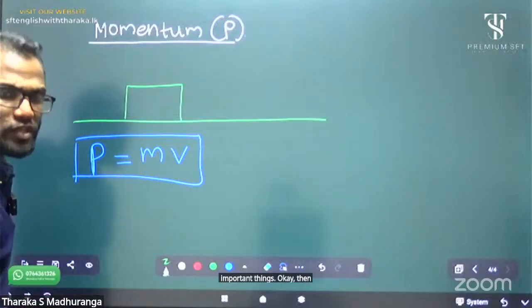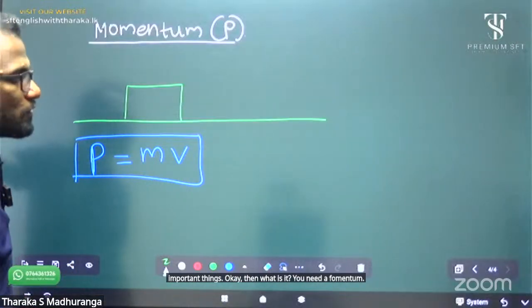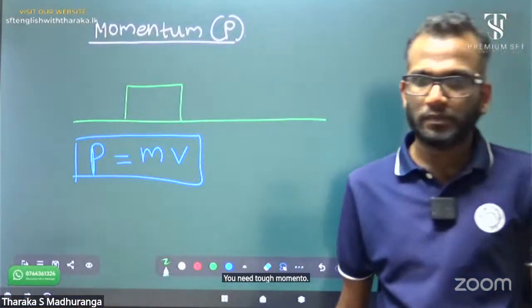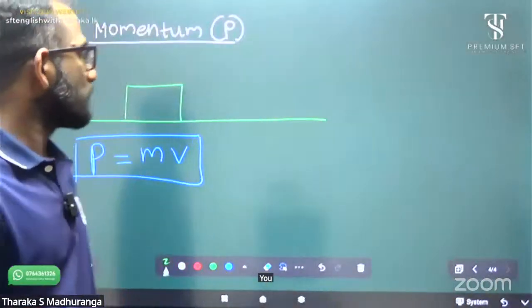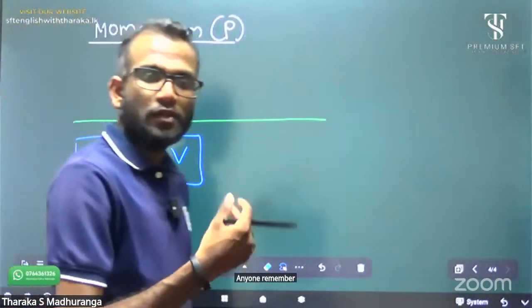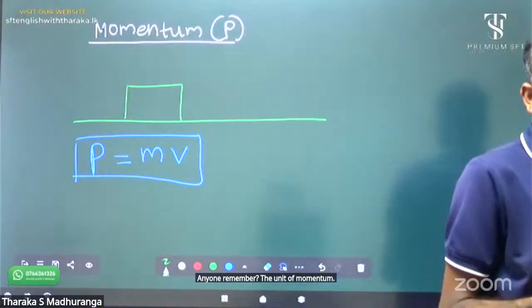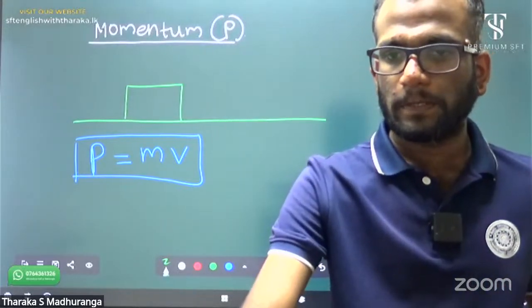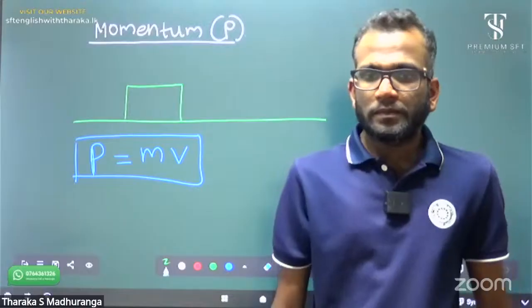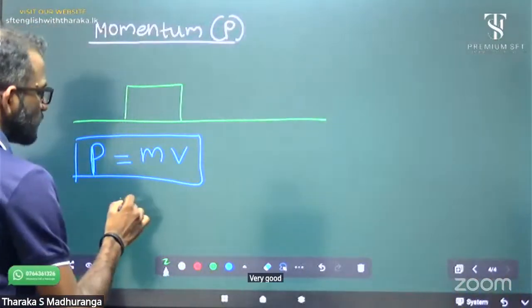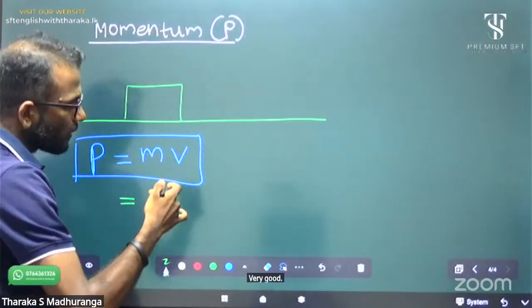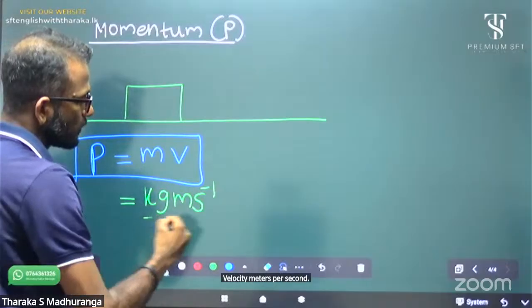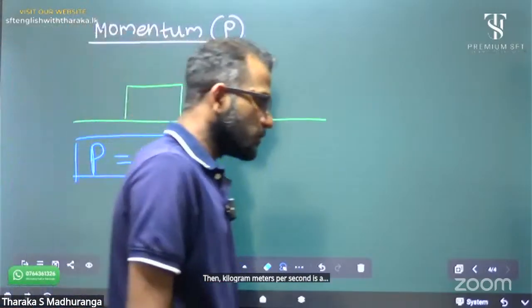Okay. Then what is the unit of momentum? Anyone remember? Very good, it is very simple. In physics, you don't need to memorize hard. Mass unit is kilogram, velocity is meters per second. Then kilogram meters per second is the momentum unit.